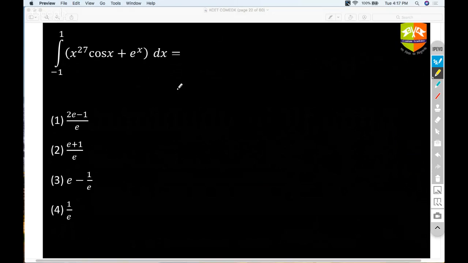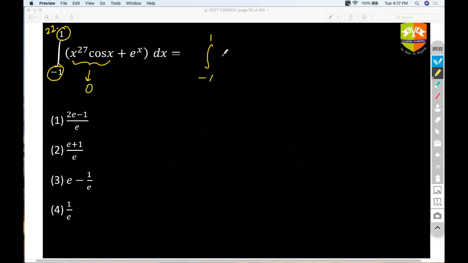Next, integral of x to the power 27 times cos x plus e to the power x from -1 to 1. Again, I don't think this question is worth more than 30 seconds. Question number 22. Awesome. So now you see that whenever your limits are symmetric, the integral of odd terms becomes 0. So this is an odd term for us, so it will become 0.